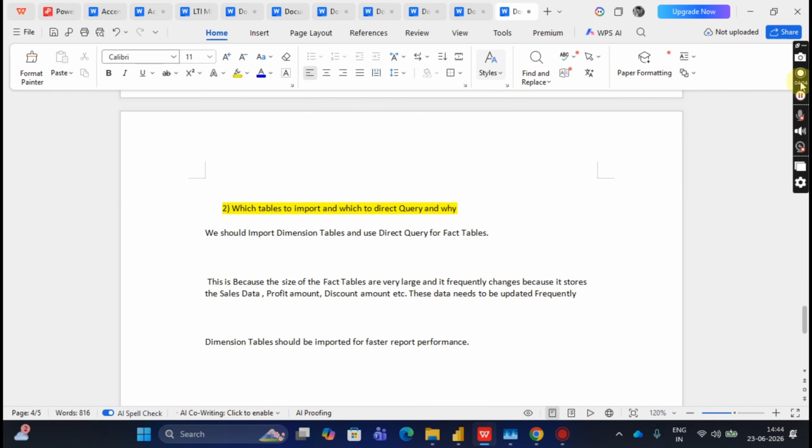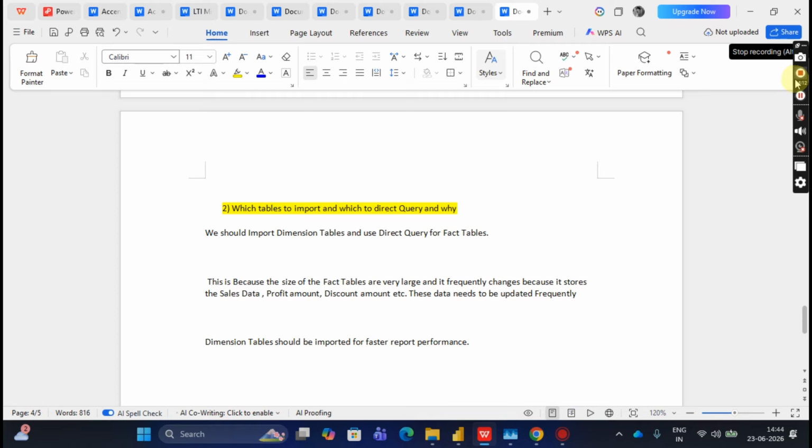Okay, the next question was, which tables should we import and which should we use as direct query, and why? We should import dimension tables and use direct query for fact tables. This is because, number one, the size of the fact tables is very large, and they change frequently. They store the sales data, profit amount, discount amount. These are all transactional data that happen on a daily basis, and the data changes very frequently. So we need the updated data, and that's why direct query is a better option. This data needs to be updated frequently.